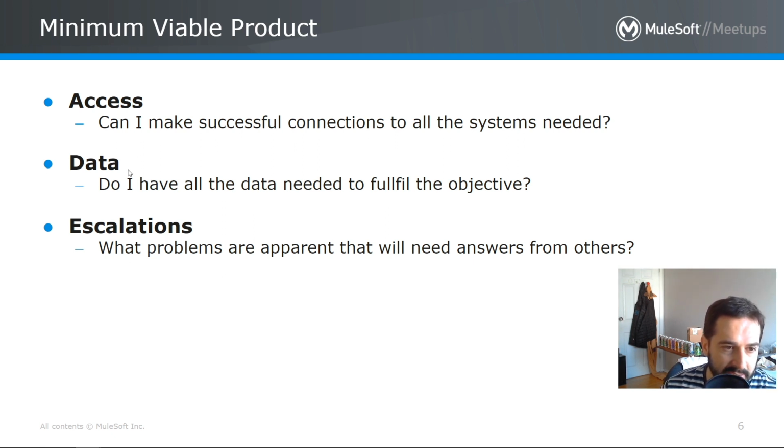The second one is data. So do I have all the data needed to fulfill the objective?